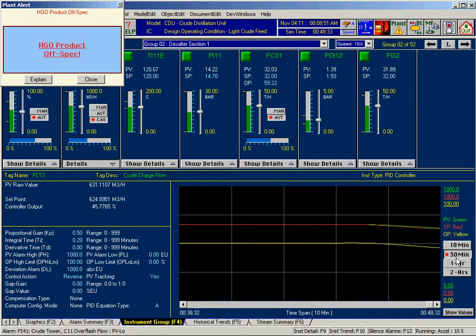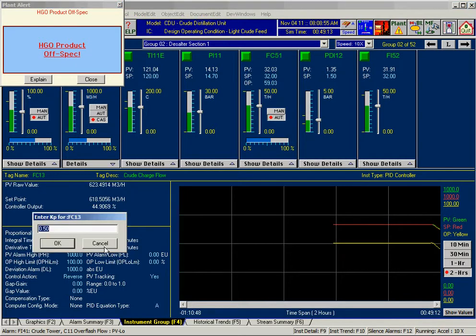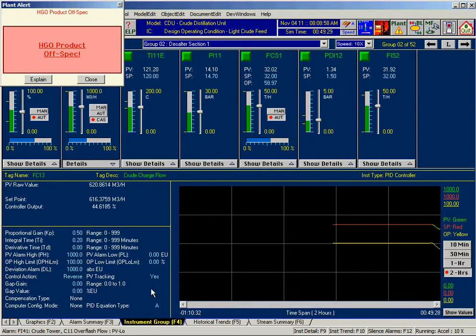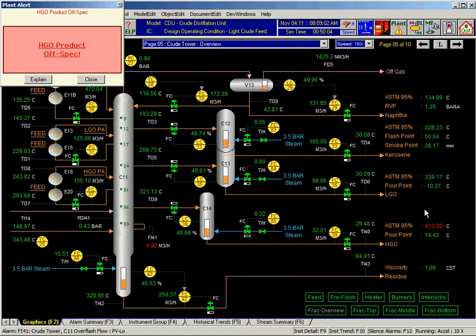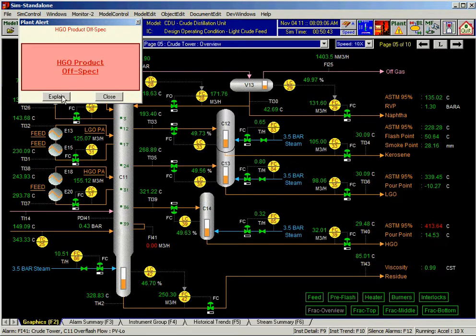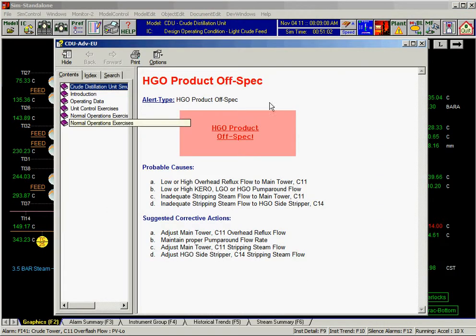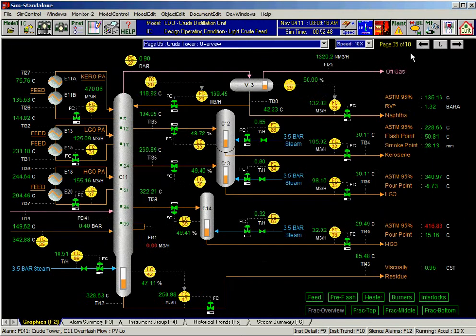different controller outputs, set points, and PV value. You can change proportional, integral term. By the way, whatever I did, the HGO product was off spec, so it gave me a plant alert, and then if I were to click on explain, it gives you probable causes and suggestive actions. Now these can be done in different languages, Spanish, German, Chinese, so that's okay.